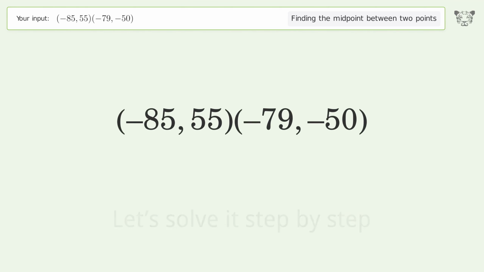Use the x values in the midpoint formula to find the midpoint's x. x1 equals -85. x2 equals -79. Simplify the arithmetic.